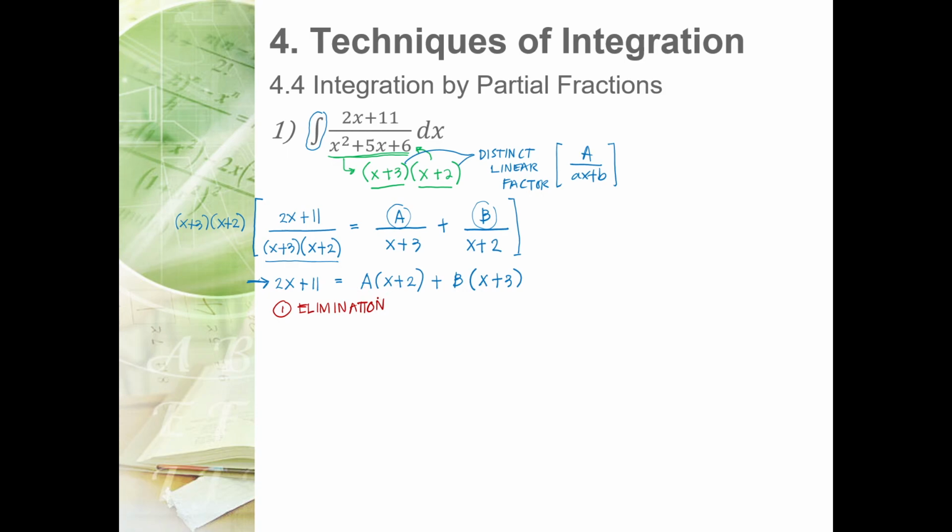We let x be equal to something so that we can eliminate one variable, let's say a, or if you want to eliminate b, you let x be equal to something so we can solve one variable. Let's say we want to eliminate b. Looking at the term b here, the value of x must be negative 3, because negative 3 plus 3 is 0, and 0 times b is 0. So that's trying to eliminate b.